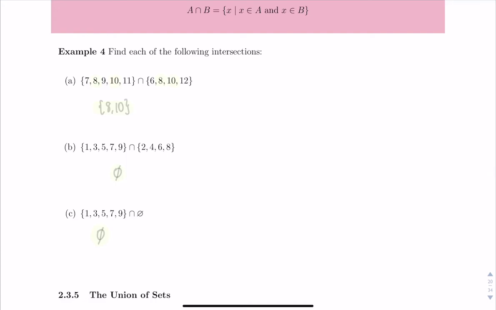We've got {7, 8, 9, 10, 11} and {6, 8, 10, 12}. So what do they have in common? They both have an 8 in common, they both have a 10 in common, and that looks to be about it. And so their intersection would just be {8, 10}.